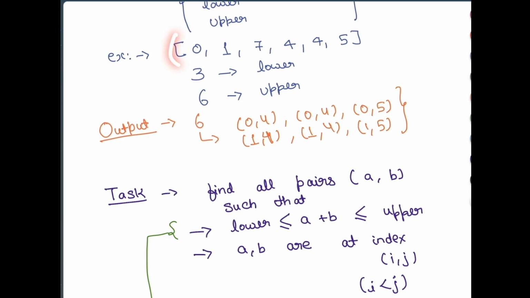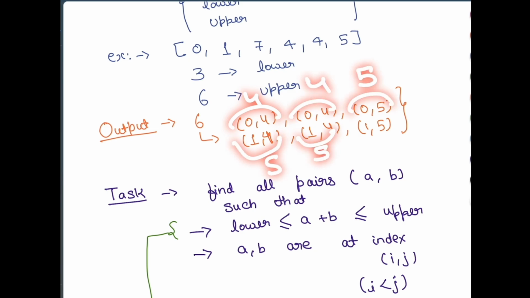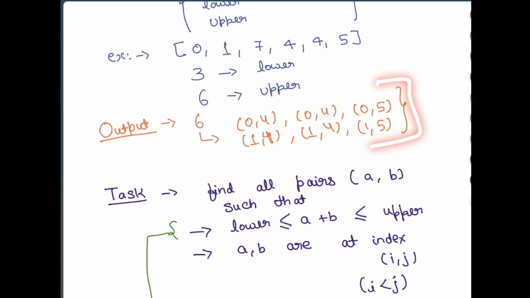For example, if this is your input and this is 3 and this is 6, that is our lower and upper bound, then the possible pairs are 0, 4, 0, 4, 0, 5, 1, 4, 1, 4 and 1, 5. That is 0, 4, then this 0, 4 and 0, 5. That's 3 pairs, and 1, 4, 1, 4 and 1, 5. That's another 3 pairs. Because the sum of 0, 4 is 4, 0, 4 is 4, 0, 5 is 5, 1, 4 is 5, 1, 4 is 5 and 1, 5 is 6. Now 4, 5 and 6. These are the 3 sums I am getting out of these pairs, right? That's all within the range of 3 to 6, right? 4 and 5 are within the range of 3 and 6.